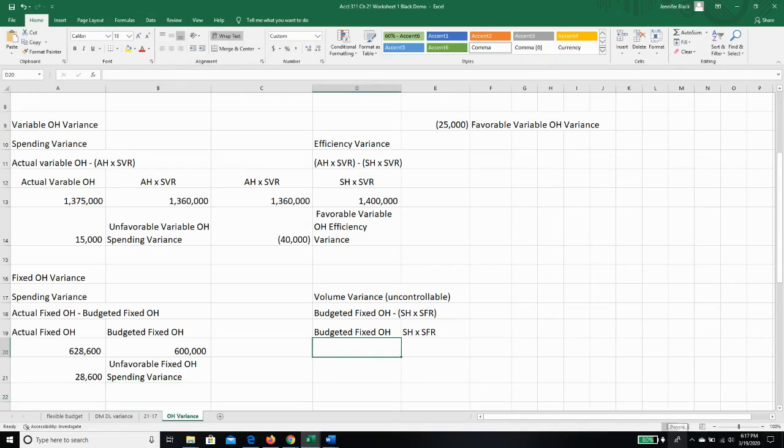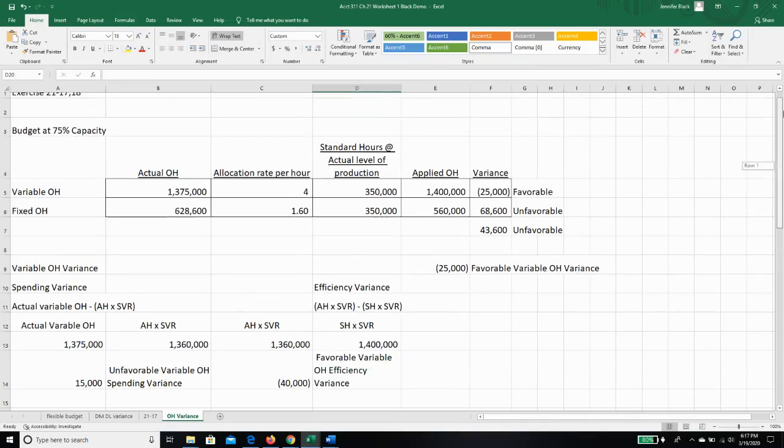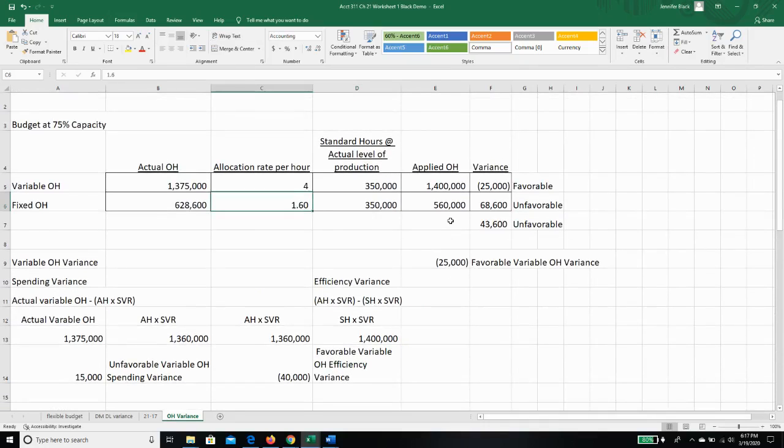Then we also have our volume variance, and this is our uncontrollable variance. Basically what this says is if you end up using more or less hours than you plan to, or making more or less product than what was in the budget, then you're going to have a variance because you're only applying the fixed overhead at a rate of $1.60 per direct labor hour, right?